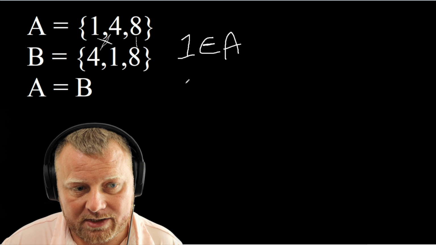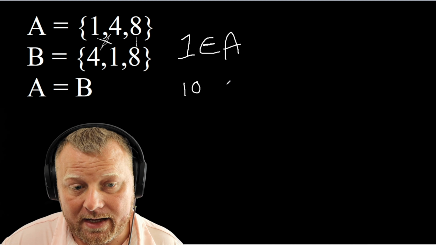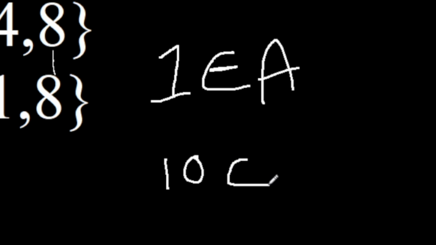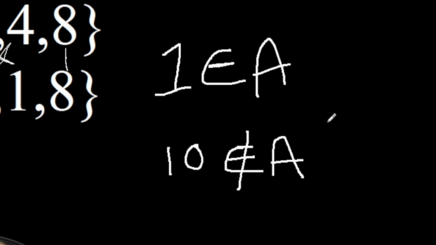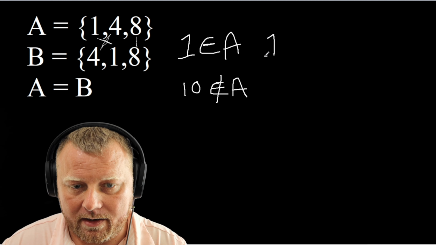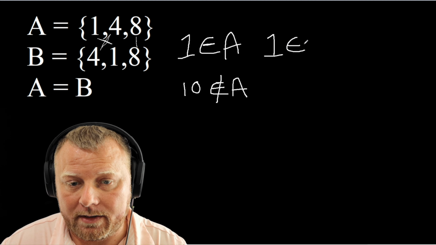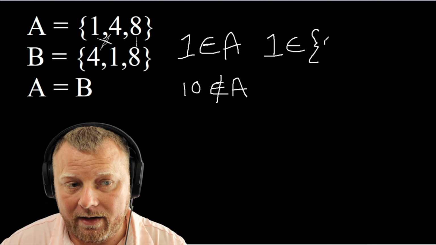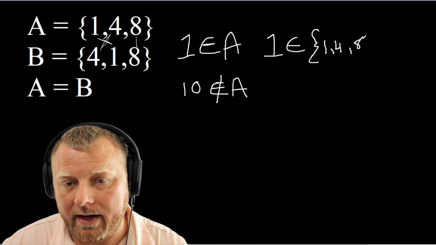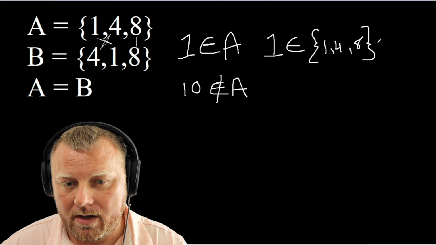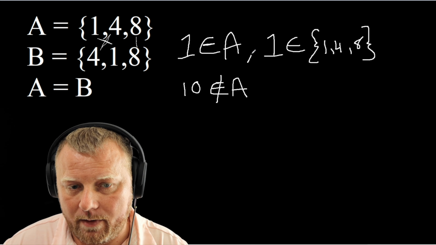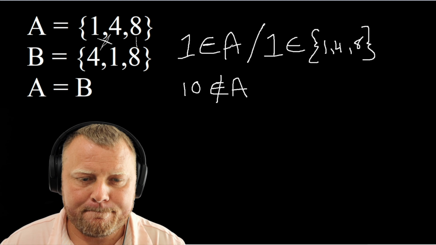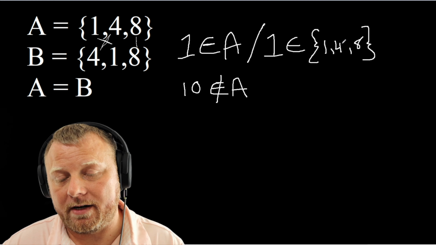Now let's say 10 is not an element of A. You would simply do the E, which stands for element, and put the line through it. That just means 10 is not an element of the set A. You could have easily said the same thing by saying 1 is an element of the set containing 1, 4, and 8. That's just as good. Either way works. It's just a little easier to use the A than representing the whole set every time.